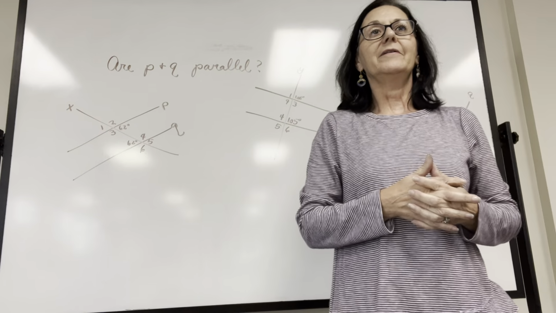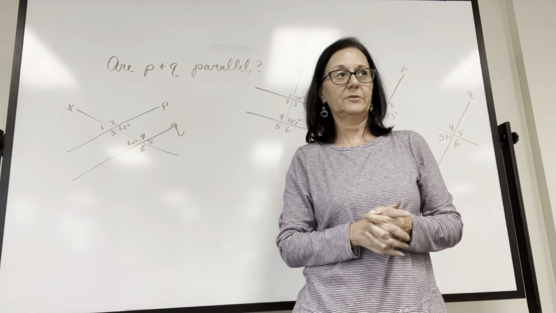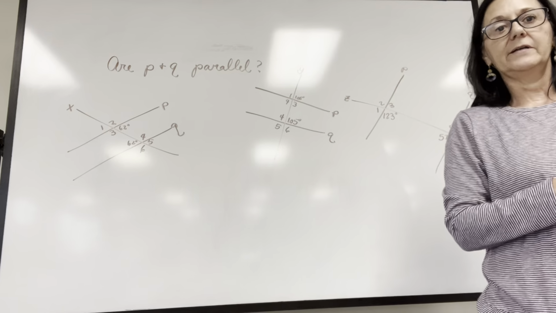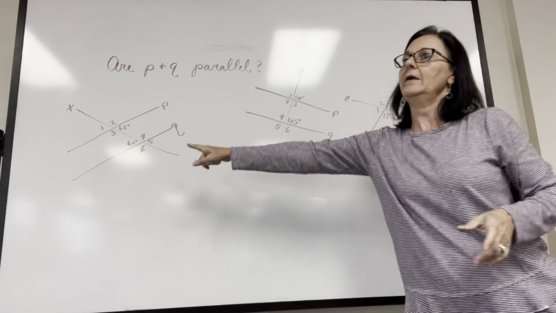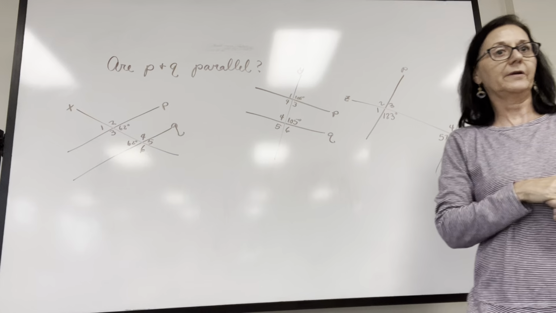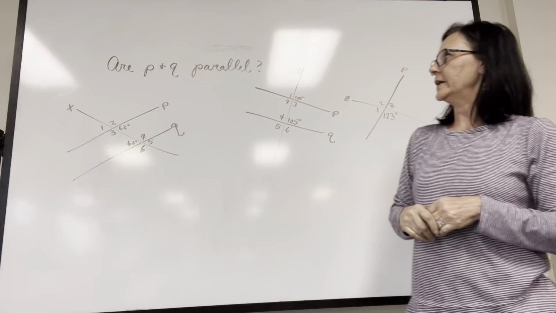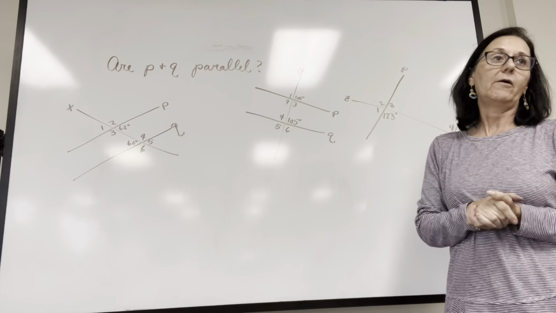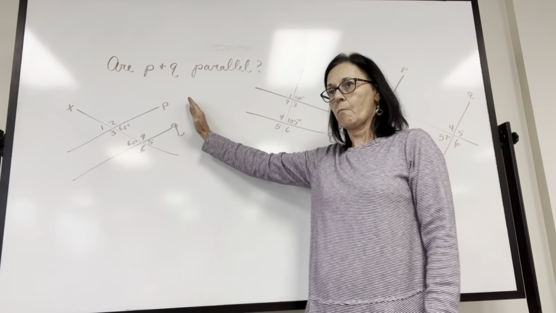This is a review for the test on Monday, chapters 5 and 6. Okay, so look on the board. I have 3 renderings on the board: 1, 2, 3. They are separate, independent examples. The question is: are P and Q parallel? All right, so let's look at this first one.